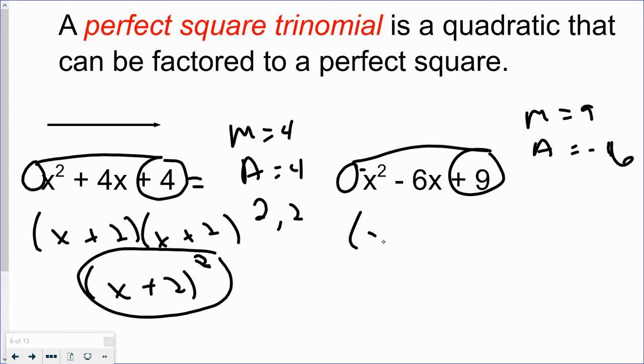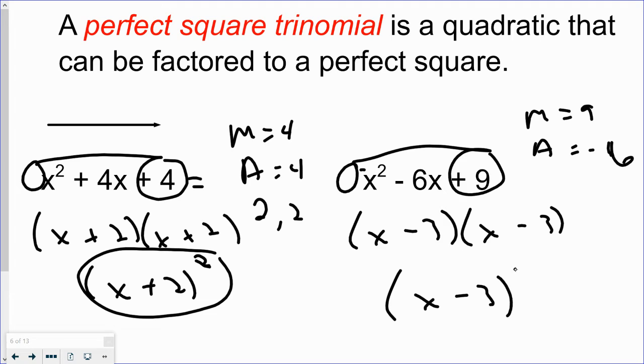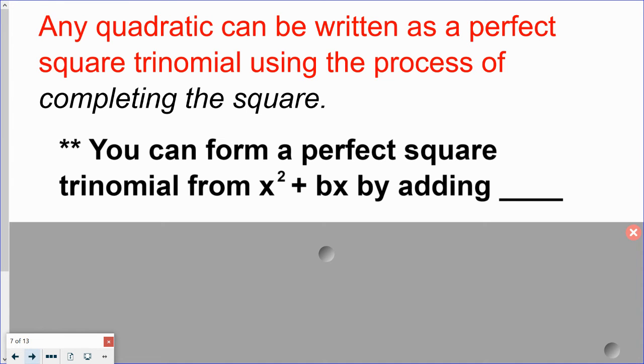So it's x minus 3, x minus 3. Now this is really an important step for these. Every time I look at these things, I'm really hoping that my two numbers are exactly the same. They should be. And I'm going to start creating these today.